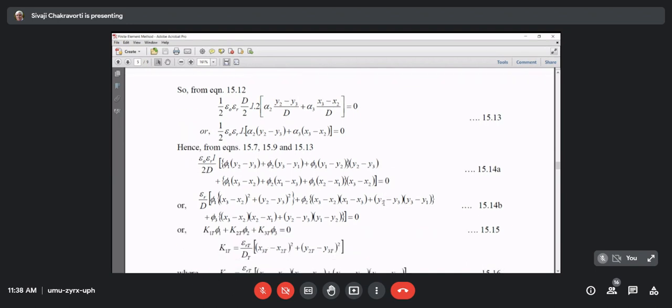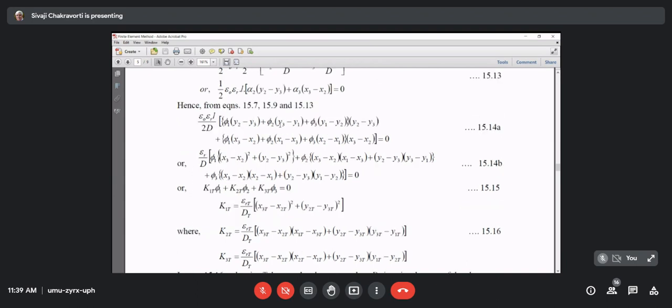So now in this equation, we have alpha 2 into y2 minus y3 at the top of your screen. Look at my mouse moving, then alpha 3 into x3 minus x2. But we know the expression of alpha 2 and alpha 3 in terms of phi and coordinates. That is equation 15.7 and 15.9. We straight away bring in those equations here and substitute in equation 15.13. And we get this equation. Just simple substitution, you can clearly see here.